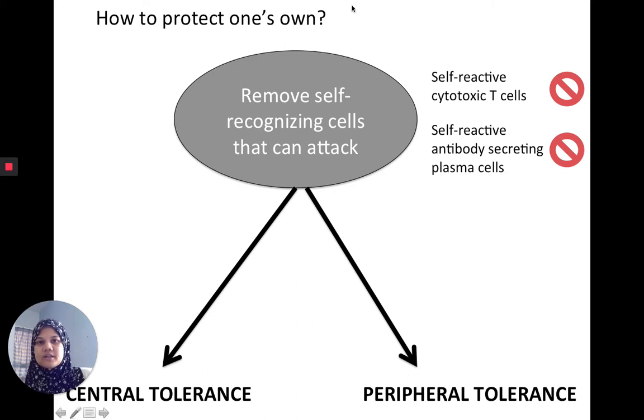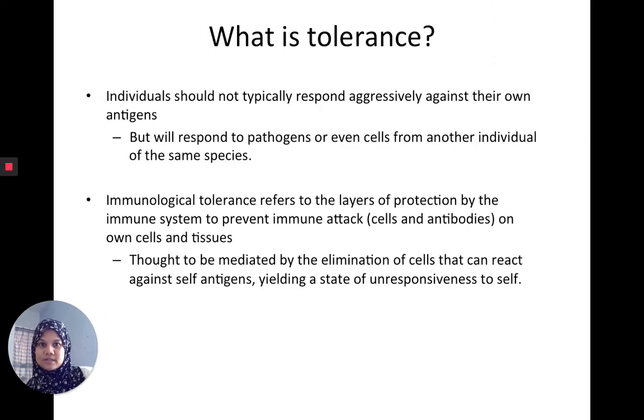Very early on, we know that any self-reactive T cells or self-reactive B cells won't even survive, will not even enter the circulation. So very early on, we know they're removed, and this is supposed to give us both central tolerance and peripheral tolerance. But what is tolerance?